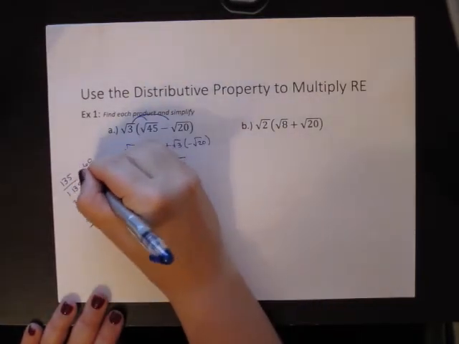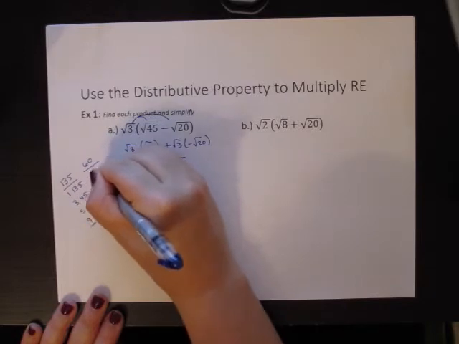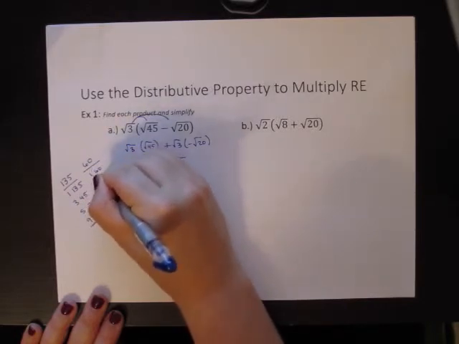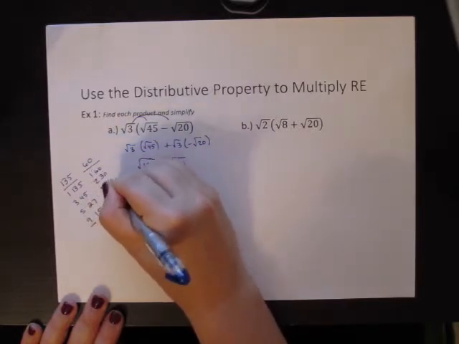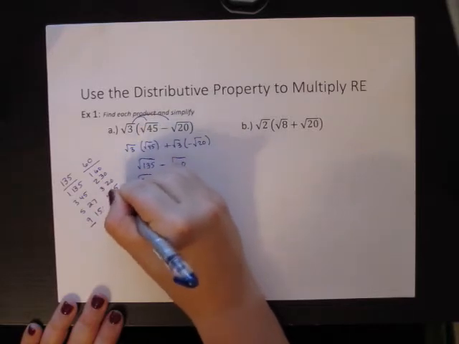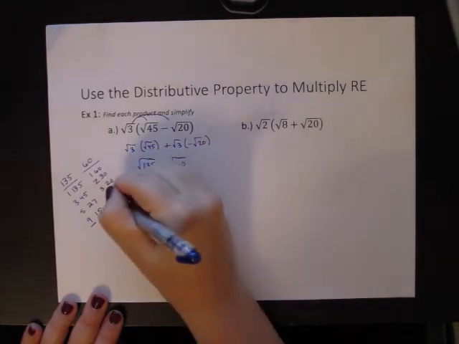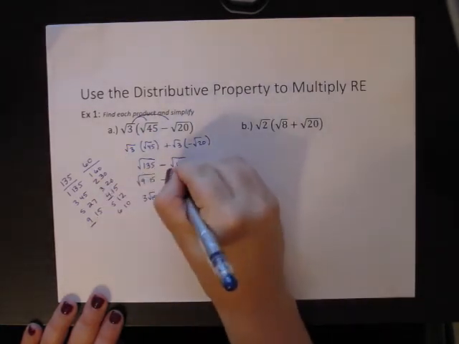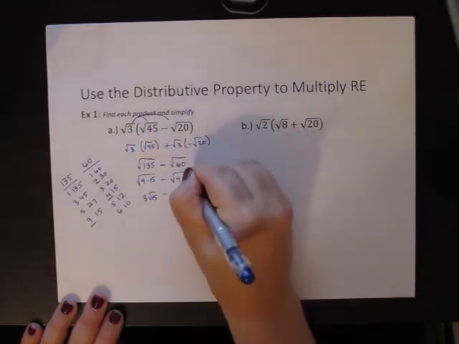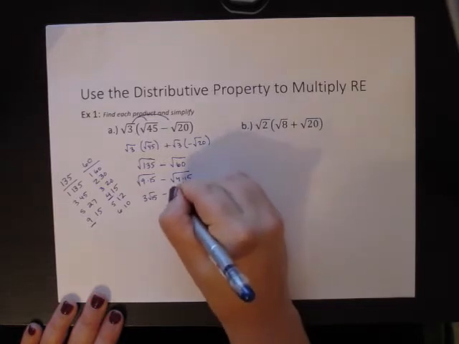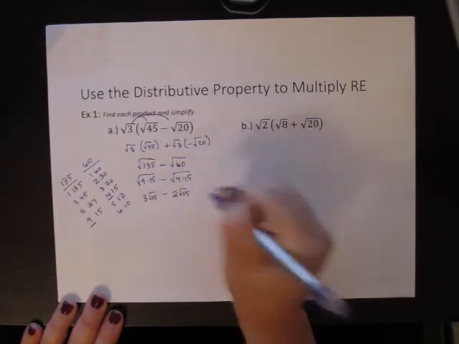So factors of 60, 1 and 60, 2 and 30, 3 and 20, 4 and 15, and 5 and 12, and then the last one is 6 and 10. So I'm looking for my perfect square, which would be 4. So this would be the square root of 4 times 15. Square root of 4 is going to be 2, square root 15.